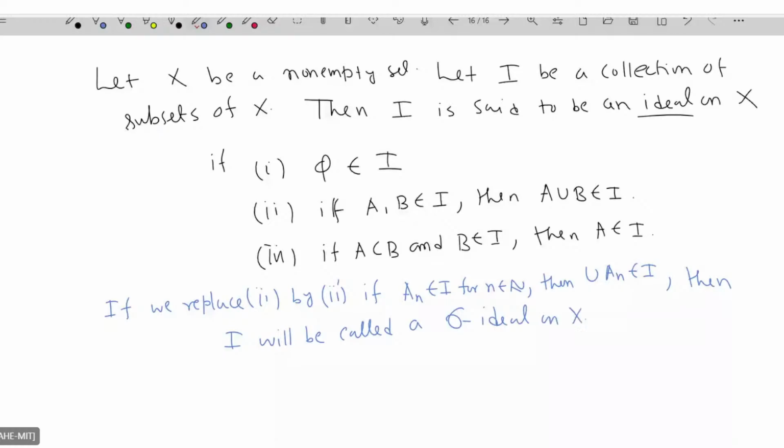What happened? The third condition doesn't imply the first one, like the empty set belongs to I. You don't know whether I is the empty collection. If there is no collection, then what will happen? That's why I put later that the empty set belongs. Otherwise, you don't need it. Suppose I is a non-empty collection, then we don't need this.